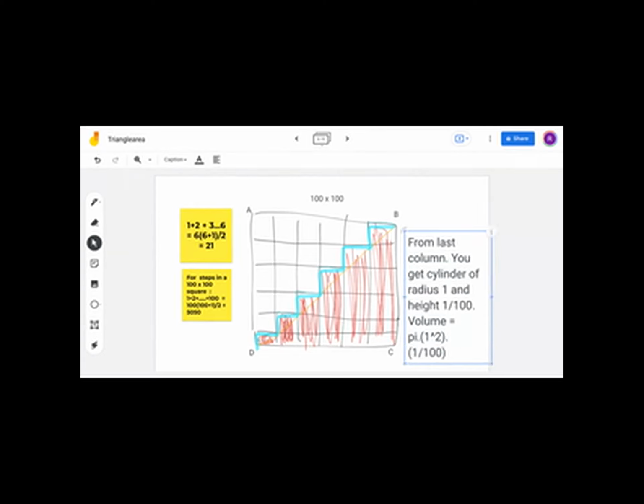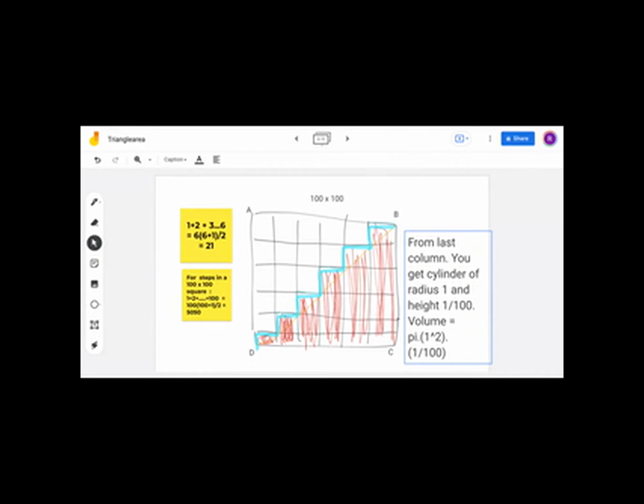Okay. Now, similarly, if I take each of these different columns, look at all these columns, the first column, second column. There will be 100 such columns. Each column, when I rotate, what will I get? And how will its size keep changing? Let's take the third column. From the third column, what will I get?